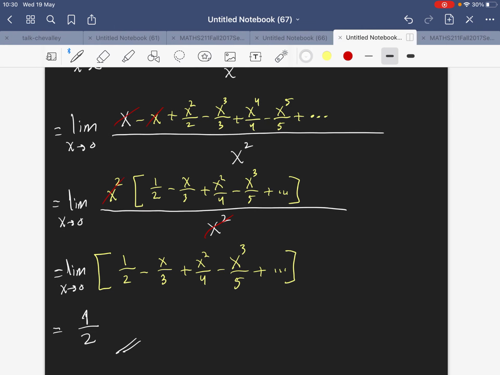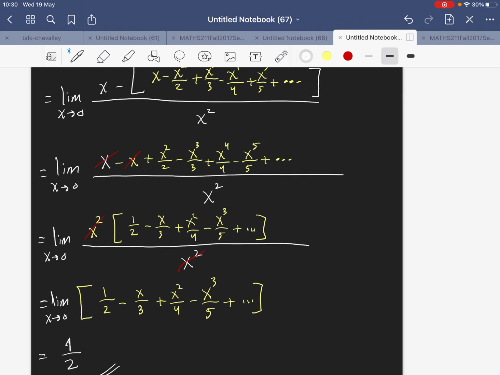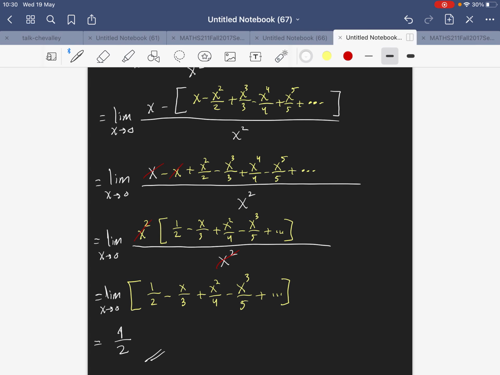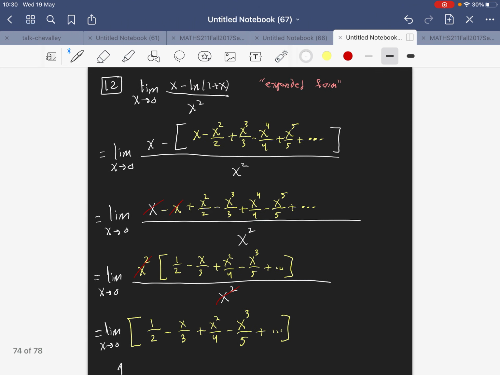Now, please, can you check that we get the same answer if we use L'Hopital? That's the big question here. So what happens if we use L'Hopital? Do we get 1 over 2? Check that one and please write for me in the comments in this video.